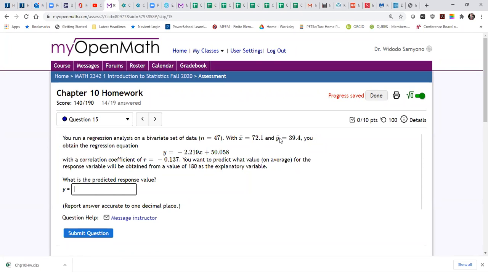The mean for y is 39.4. So the best prediction for the response value will be the mean of y, because the R is close to 0. Because the points are scattered all over the place, the best prediction will be the mean. So in this case the mean for y is 39.4, okay?